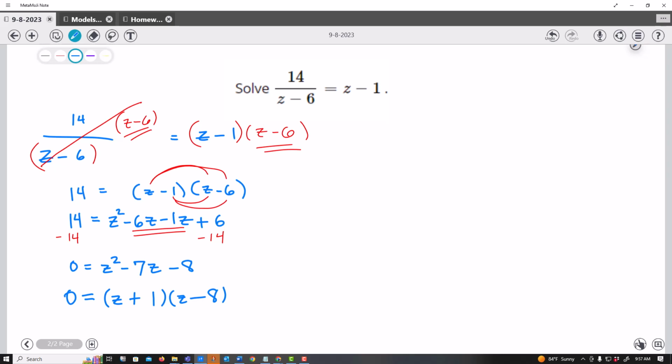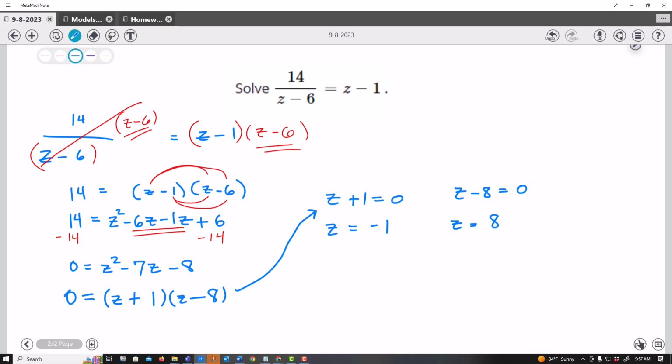So from here I set these two terms equal to 0, z plus 1 equals 0, and z minus 8 equals 0, and I get my answer of negative 1 and 8.